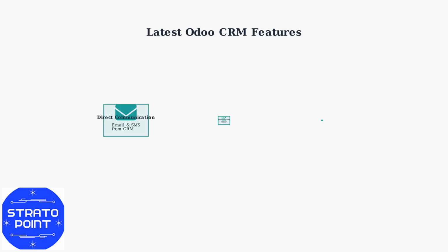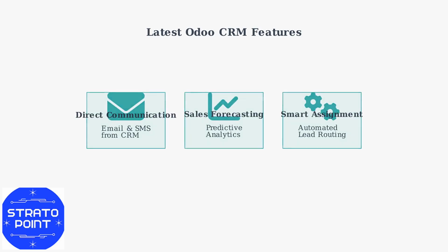Odoo 15 and 17 have introduced powerful features to enhance these processes, including direct email and SMS communication from the CRM, advanced sales forecasting, and intelligent, rule-based lead assignment.